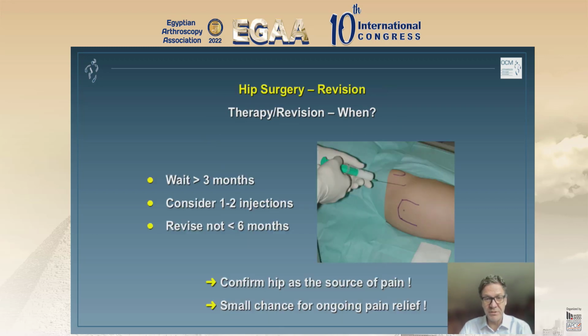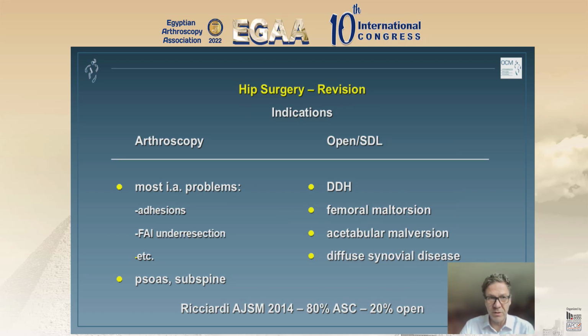Coming to the last topic of my lecture, revision surgery. When do we schedule those revisions? Usually we like to wait at least 3 months, at least if there's not a clear complication from the operation, and we like to confirm the hip as the source of pain by 1 or 2 intra-articular injections. How do we do it? If there's a clear intra-articular problem, usually we prefer to solve those problems again arthroscopically. If there's a more general problem such as dysplasia or other types of maltorsion, malversion, or diffuse synovial disease such as in PVNS, we prefer open surgery.